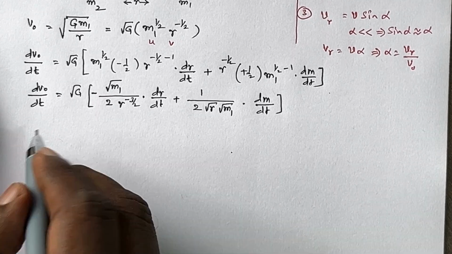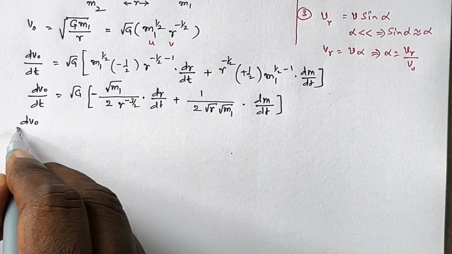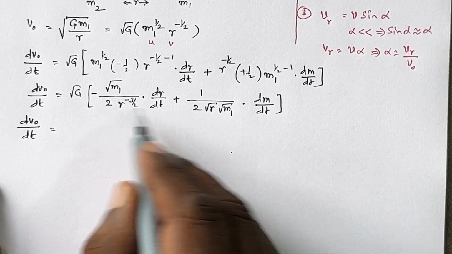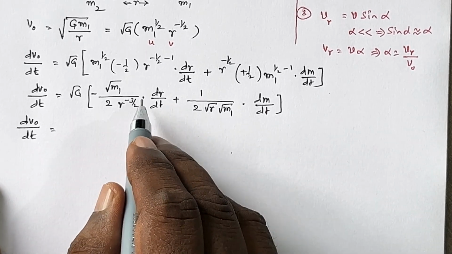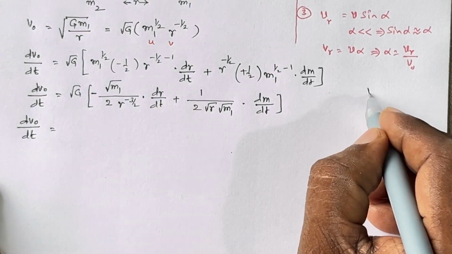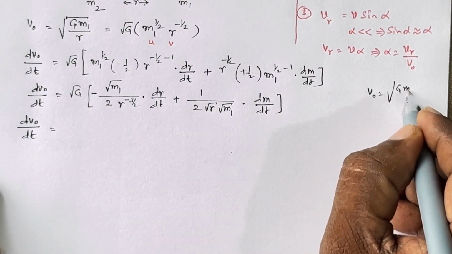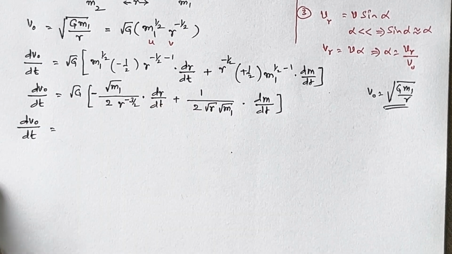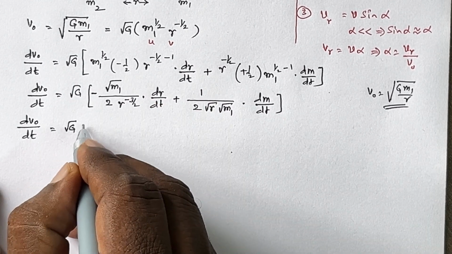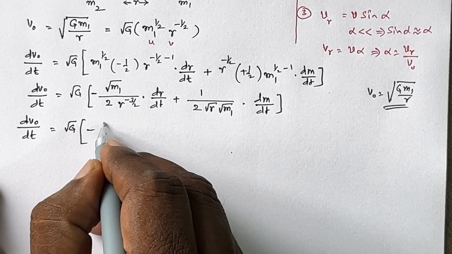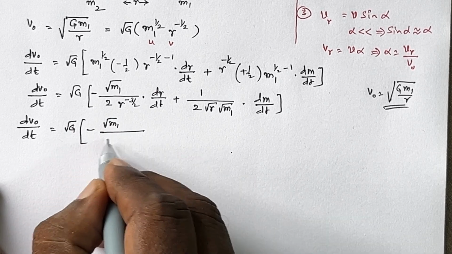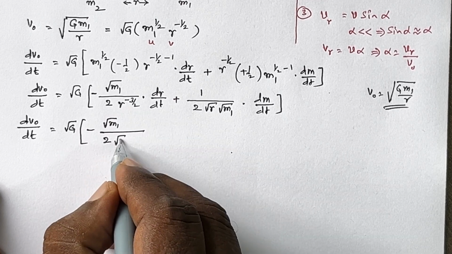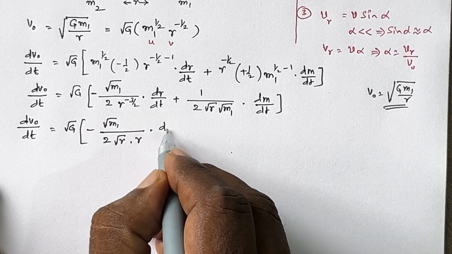dv naught by dt is equal to, I will take common root 2 and m1 by... I know v naught is equal to root of g m1 by r. This I will take common in both of them. Root g, here minus root m1 is there, this is 2. This r to the power minus 3 by 2 I will write like this, root r into r dr by dt.